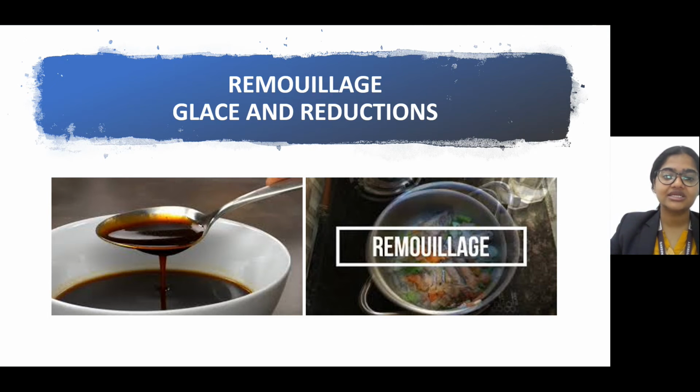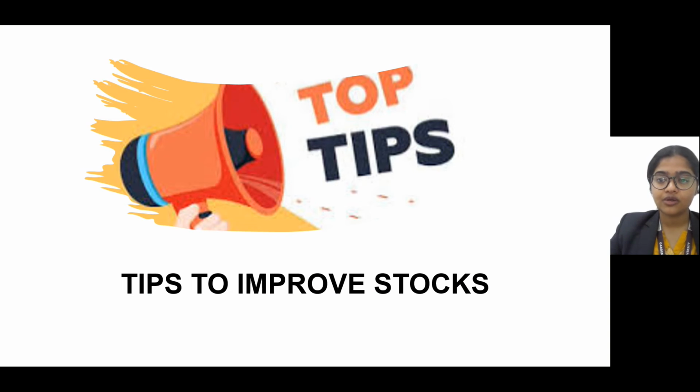Next, we'll understand tips to improve our stock. Always cut the bones to 2 to 3 inches to maximize the flavors and reduce the cooking time. For meat stocks, especially, add gelatinous cuts, for example veal or pork feet, to contribute a richer flavor.